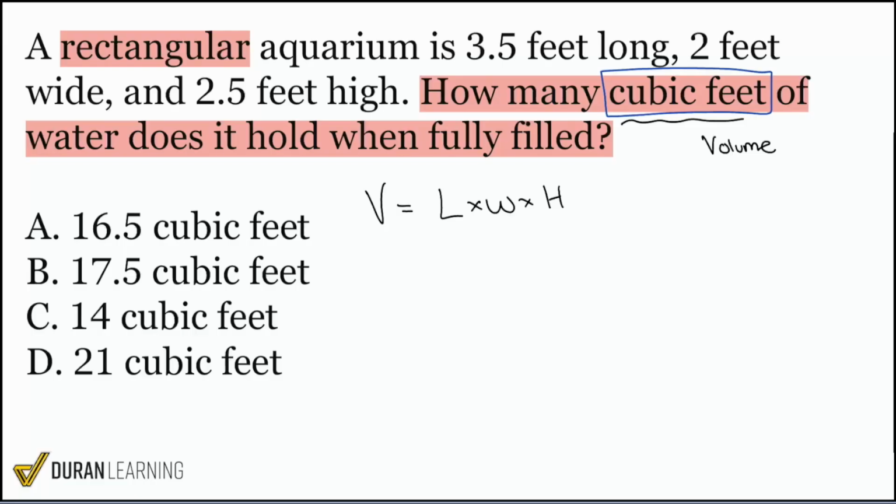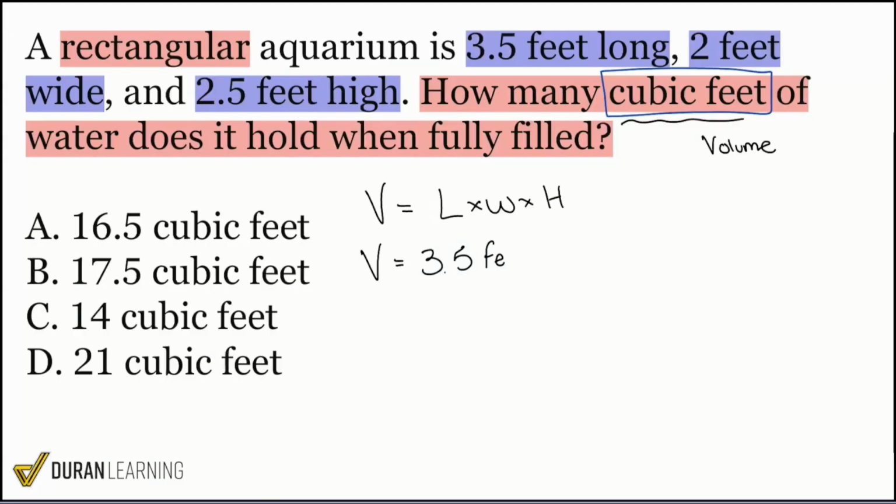So here we are. It says 3.5 feet long, 2 feet wide, and 2.5 feet high. So anybody here who's feeling a little nervous about dealing with decimals, you're good. Take it one bit at a time because you'll notice that we have 3.5 feet for the length. We have 2 feet for the width. And then we have 2.5 feet for the height. When you take this into account, one thing you might notice right over here is that 3.5 multiplied by 2, that's going to give you a whole number. That's actually going to be pretty convenient.